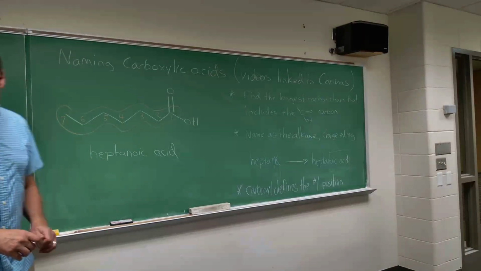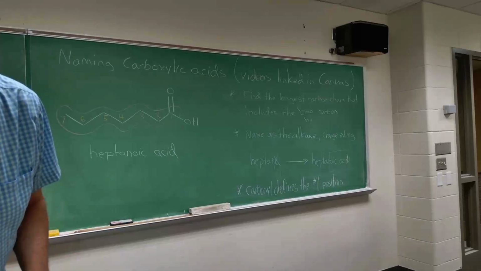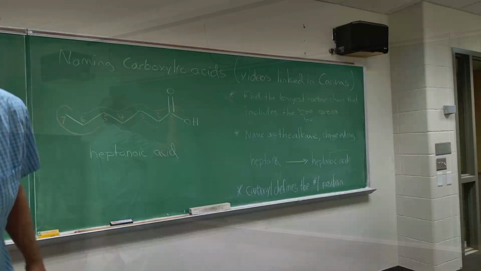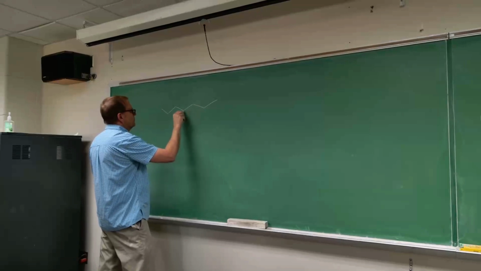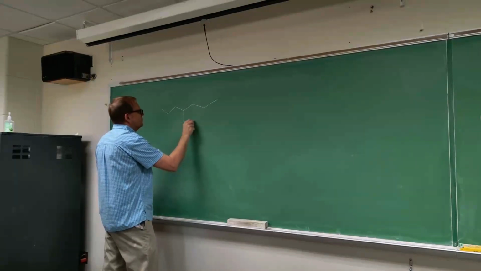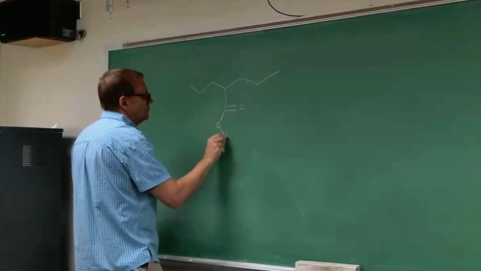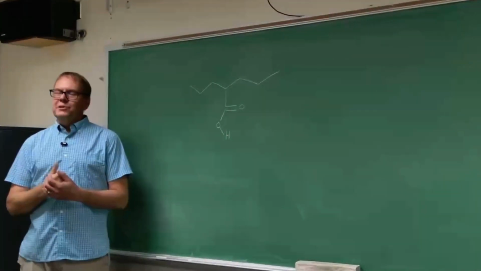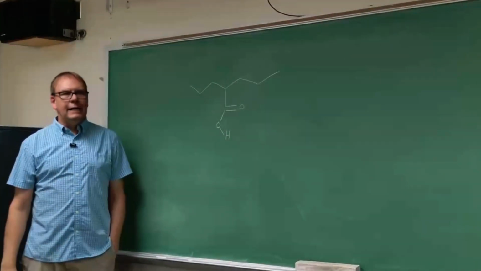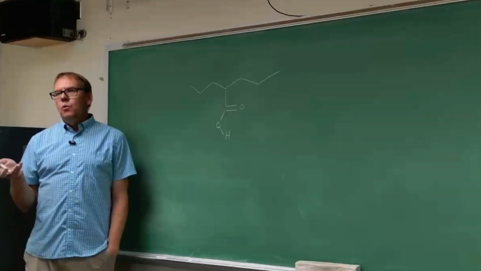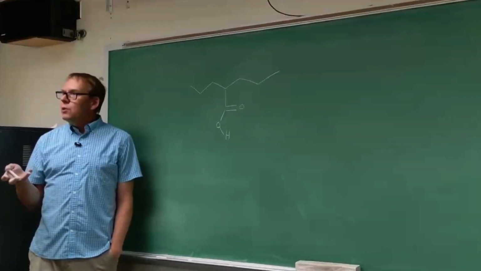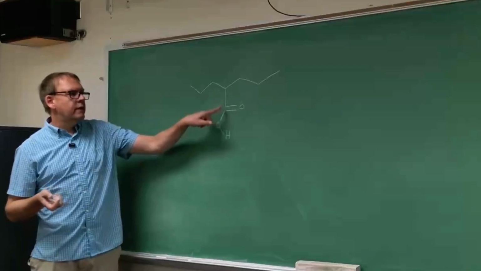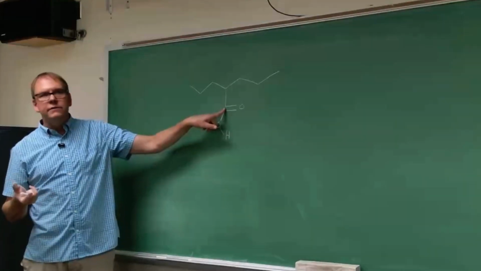All right, let's look at one that's a little bit more complicated, not a lot, but has at least something else attached to it. All right. Here's an interesting structure. Let's name it. We should find the longest carbon chain that includes the carbonyl carbon, the carboxylate carbon, the one that's making the carboxylic acid functional group.